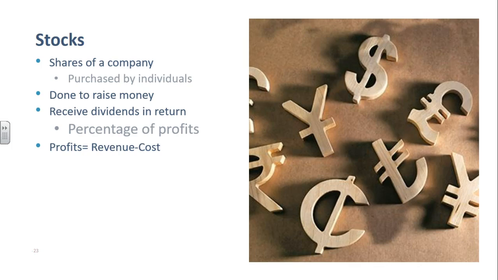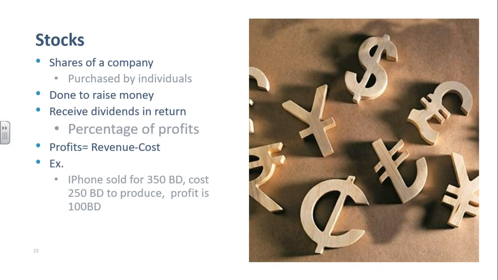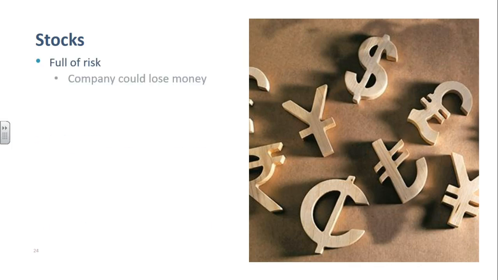Profits simply are the revenue minus the cost. So for an example of this, an iPhone is going to be sold for maybe 350 BD. It's going to cost 250 BD to make. So the revenue is 350 BD, but the cost is going to be 250 BD. So it costs 250 to make it. You're going to sell it for 350, meaning your profit is going to be 100 BD. That's profits, all working together with stocks, allowing companies to make some money.